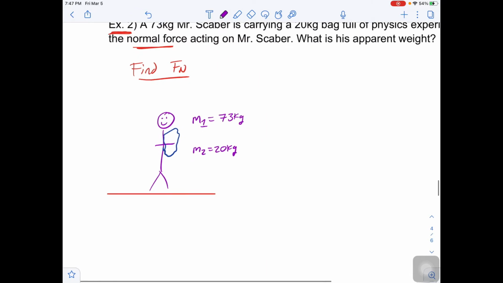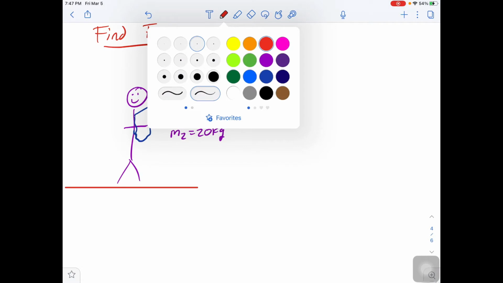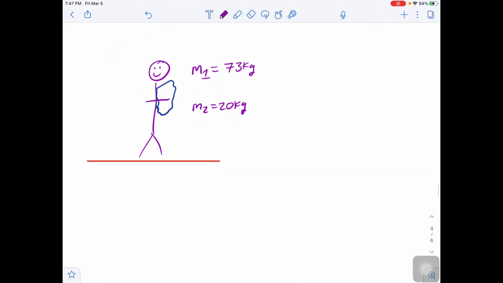So what's occurring here? Well, technically that backpack is sitting on me. It's applying a force down on top of my shoulders. So what's occurring to the ground here? The ground feels two forces. It feels a force of gravity due to myself, so 1, which will be the mass of 1 times the gravity. And this is Fg on Mr. S.